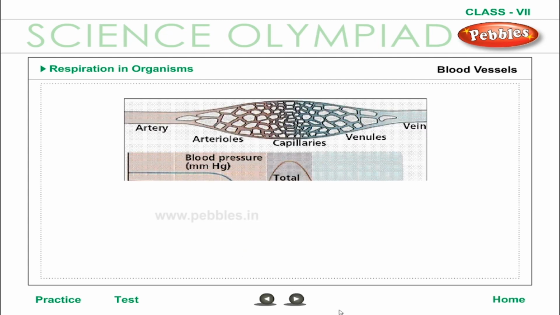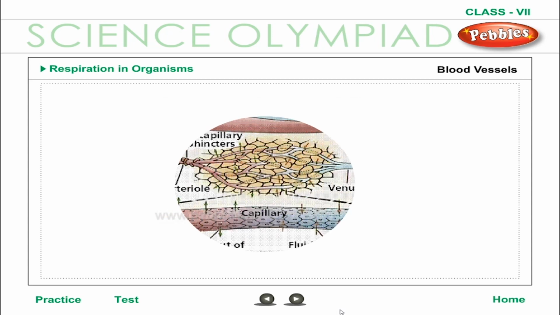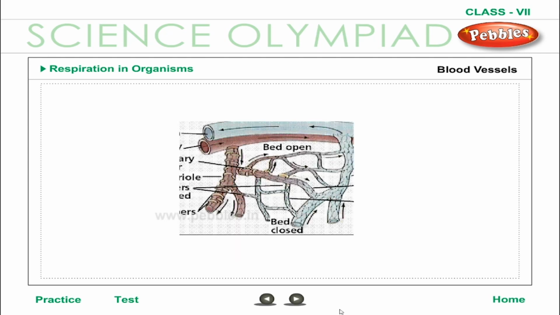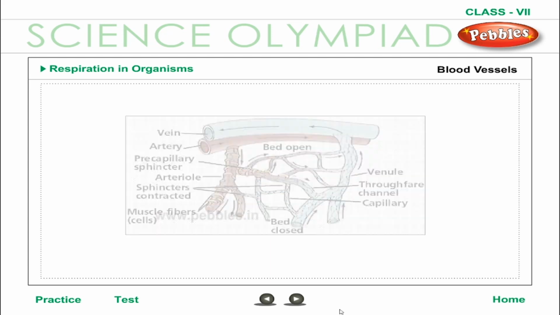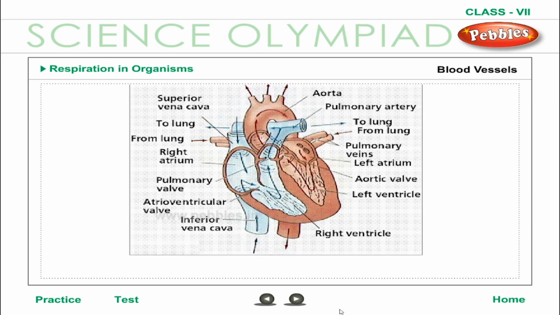Blood vessels. Blood flows through our body in a complex system of tubes called blood vessels. There are three types of blood vessels: arteries, capillaries, and veins. Arteries carry oxygenated blood from our heart to the tissues and organs of our body. Capillaries connect arteries to veins. Veins carry the deoxygenated blood back to our heart, which is then pumped into the lungs for oxygenation.